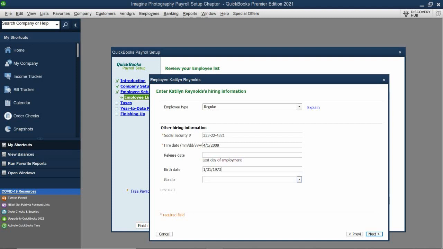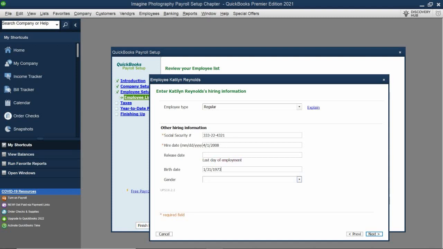No, it's not for celebrating their birthday. Anybody? No guesses? It's to ensure that they are of legal age to work.